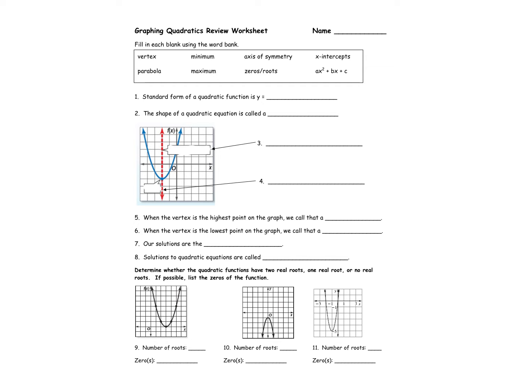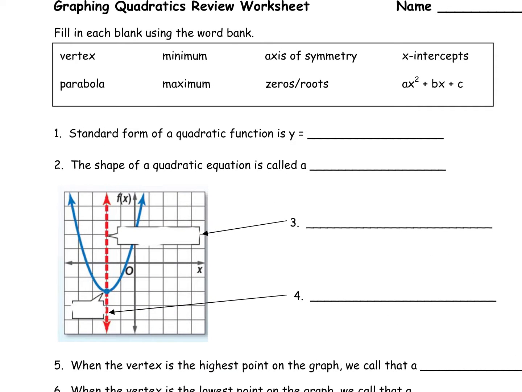Alright, so let's take a look. The first page is mostly just vocab. So the standard form of a quadratic is, what do you think? Perfect. Ax squared plus bx plus c. This is our standard form.